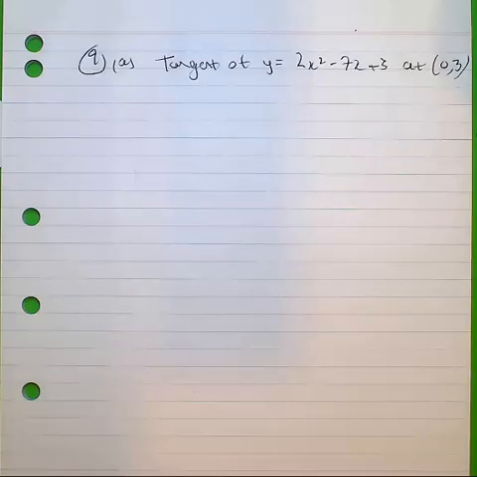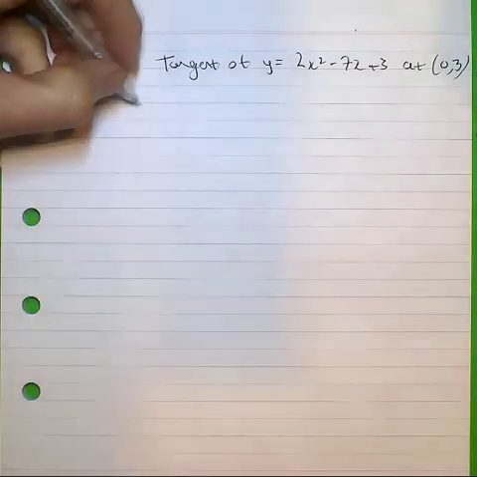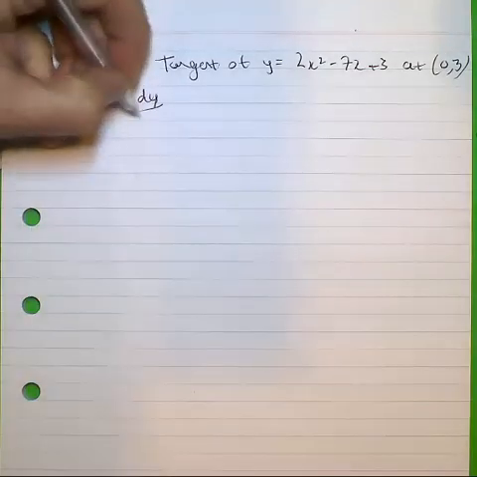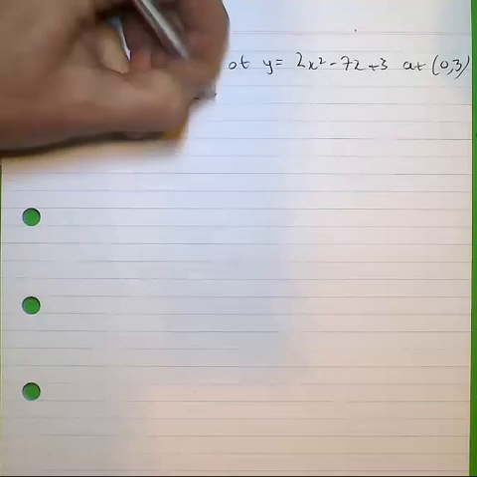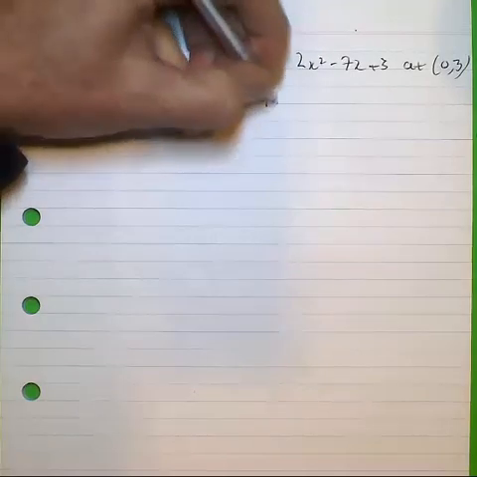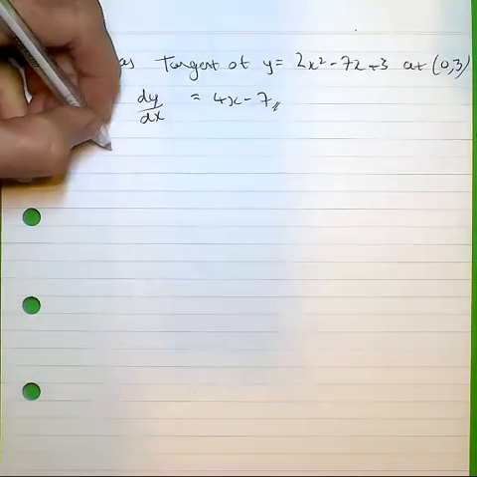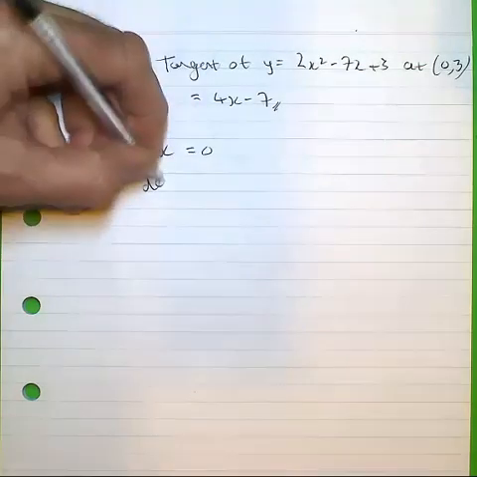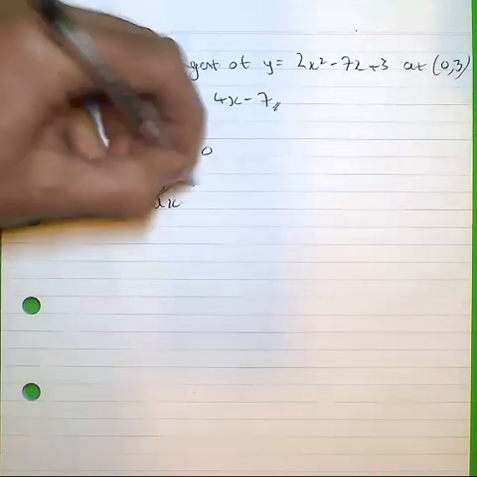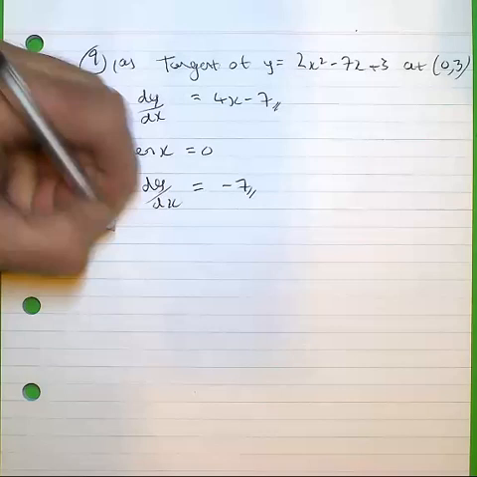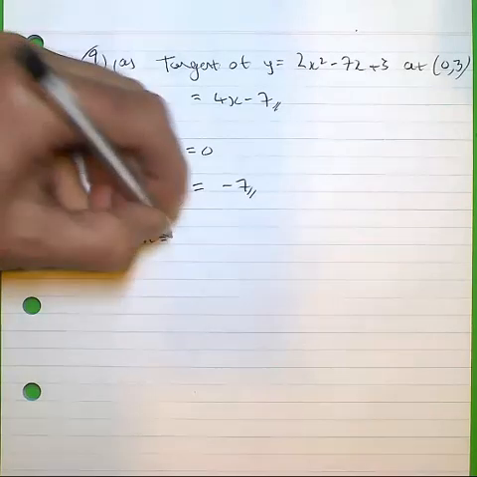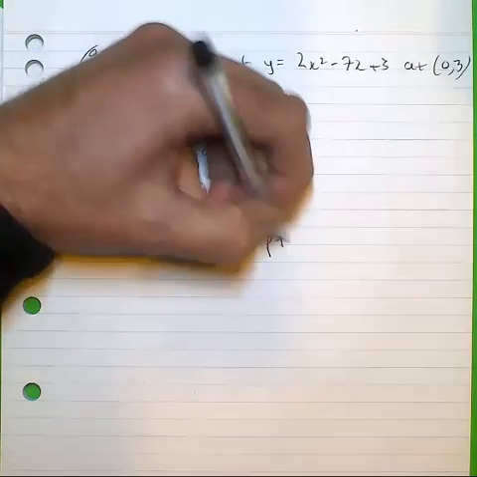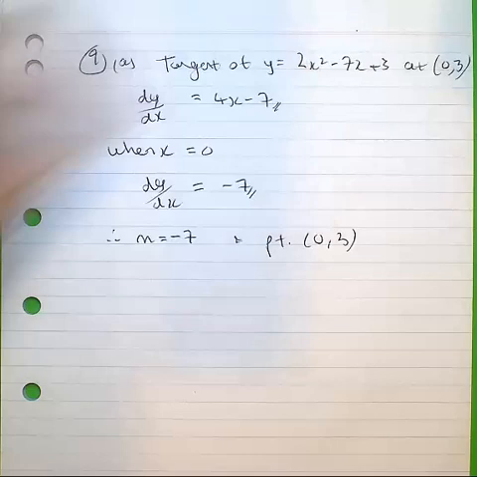So question 9a, you're asked to find the tangent of that function at 0, 3. Now the first thing I've got to do is to take the derivative. So it's 4x minus 7. Now, when x is equal to 0, the value of the derivative is going to equal -7. So I've got my gradient of -7 and the point 0, 3.